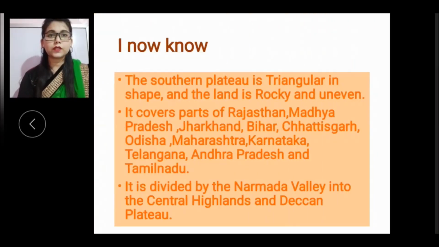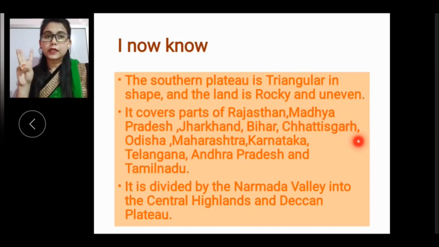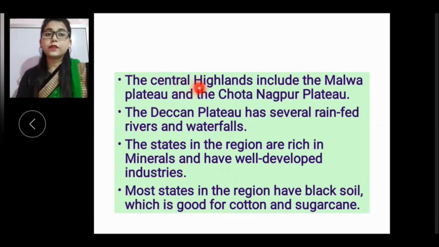Now let's move further, and we have reached the end of the chapter. So let's talk about that. The southern plateau is triangular in shape and the land is rocky and uneven. It covers parts of Rajasthan, Madhya Pradesh, Jharkhand, Bihar, Chhattisgarh, Odisha, Maharashtra, Karnataka, Telangana, Andhra Pradesh, and Tamil Nadu. It is divided by the Narmada Valley into the Central Highlands and Deccan Plateau. Okay, the Central Highlands include the Malwa Plateau and the Chota Nagpur Plateau.